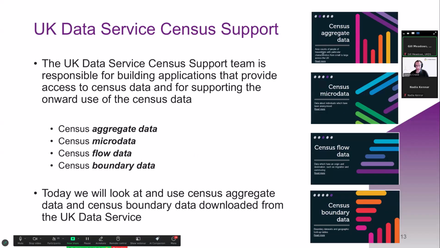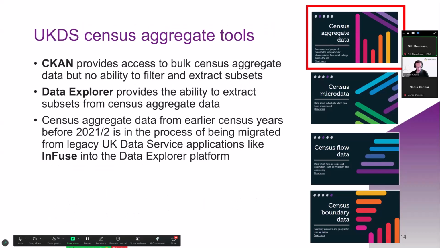And today we're going to look at the census aggregate data and the census boundary data. I'm not going to cover the census microdata or the census flow data, but my understanding is there are going to be webinars coming in the future where the team from UCL will talk about the census flow data, and they'll probably be talking about the census microdata as well. The census microdata is looked after by the folks at the Cathie Marsh Institute, which is at Manchester. So in terms of the census aggregate data, to access the 2021 and 2022 data, there are two applications.